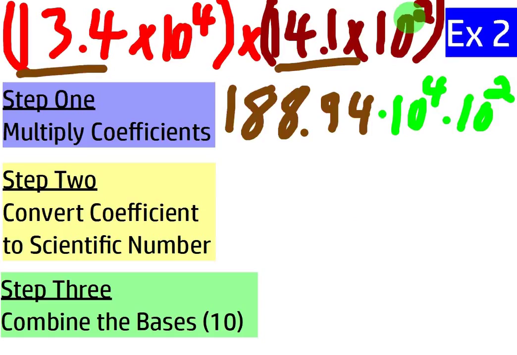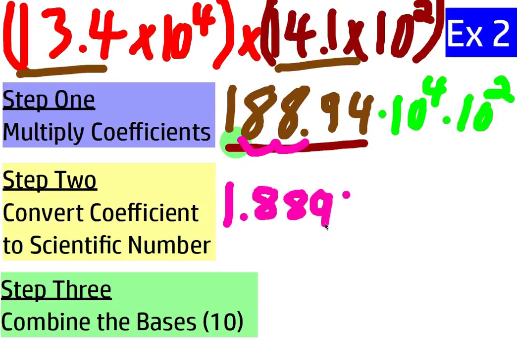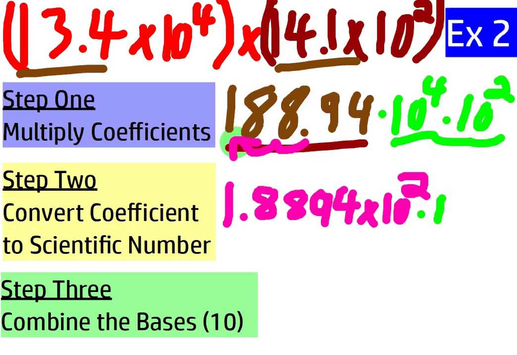Okay, so now we want to convert this to a scientific number. This is what step 2 is. In this example, we have to move this decimal 2 to the left, not just once. So that's going to make our scientific number 1.8894 times 10 squared, and that's because we moved it 2 to the left, so that's a positive 10 squared. And then these other two are just going to drop down. I don't even know if I have room to write them.